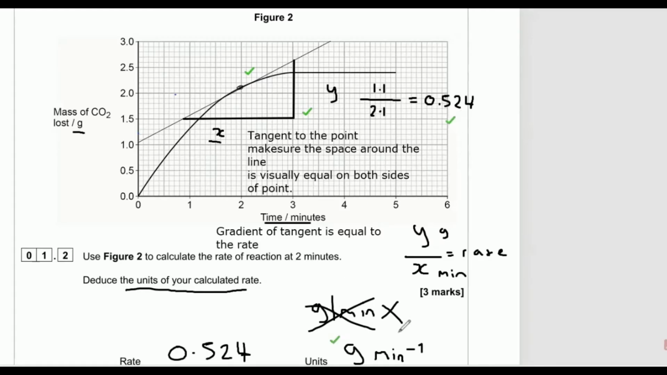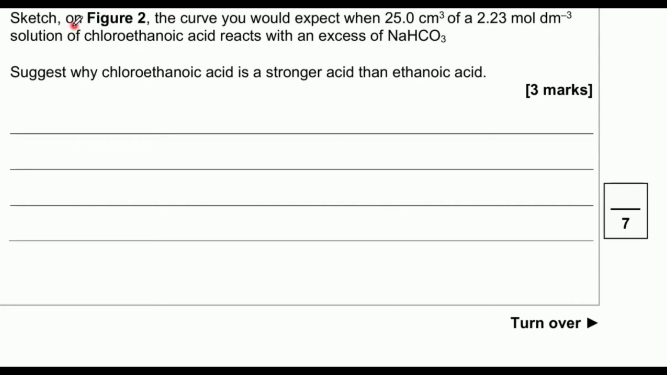Awesome. Let's move on to 1.3 and see what they're going to ask us there. Sketch on figure 2 the curve you'd expect when 25 centimeter cubed of a 2.23 mole per decimeter cubed solution of chloroethanoic acid reacts with an excess of sodium hydrogen carbonate. Suggest why chloroethanoic acid is a stronger acid than ethanoic acid. So we've got 3 parts to this question. We need to start with a sketch and then finish with a suggestion and a written answer. Okay, let's get into it.